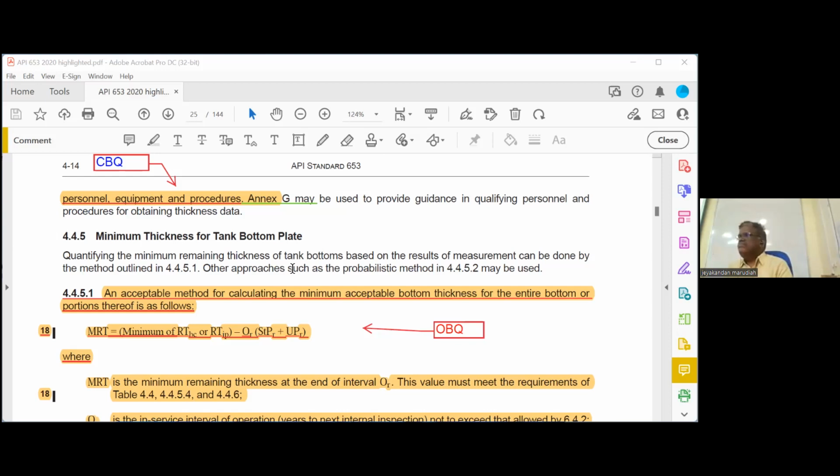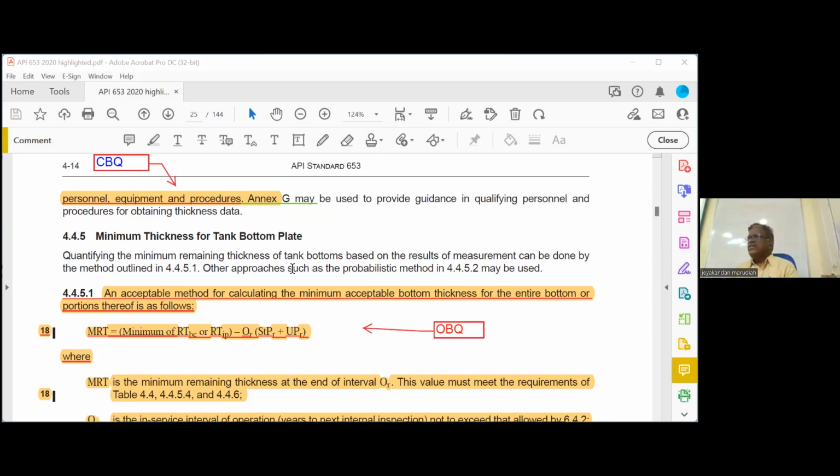Come to the shell, we have to calculate the T2. We have to check the T2. What is the T2? I told you, the minimum thickness in a corroded area is T2. Then what is T1? The lowest average of the vertical line in a corroded area. Then we have to calculate the T minimum using the 1 foot formula.